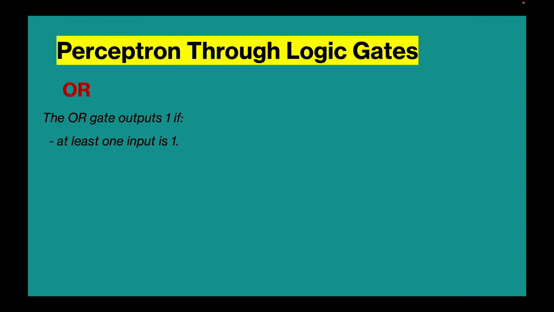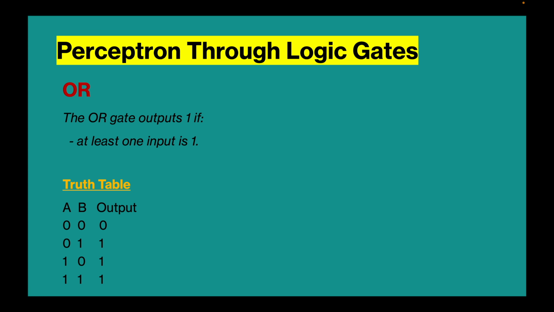Next we have the OR gate. The OR gate output is 1 if at least one input is 1. Here is the truth table. If A and B are 0, then the output is 0. If A is 0 and B is 1, the output is 1. If A is 1 and B is 0, the output is 1. If A and B both are 1, then the output is 1.